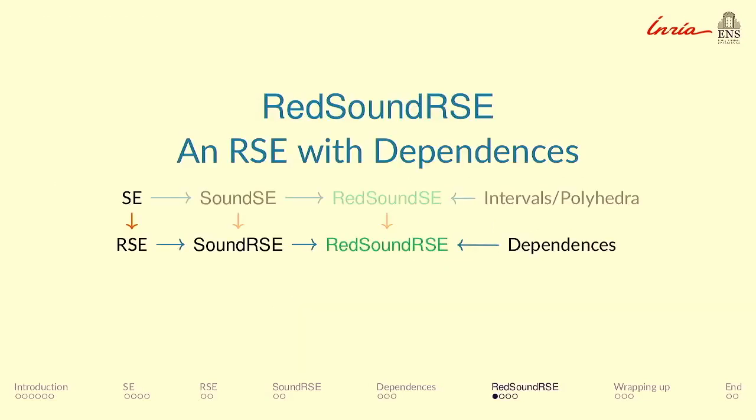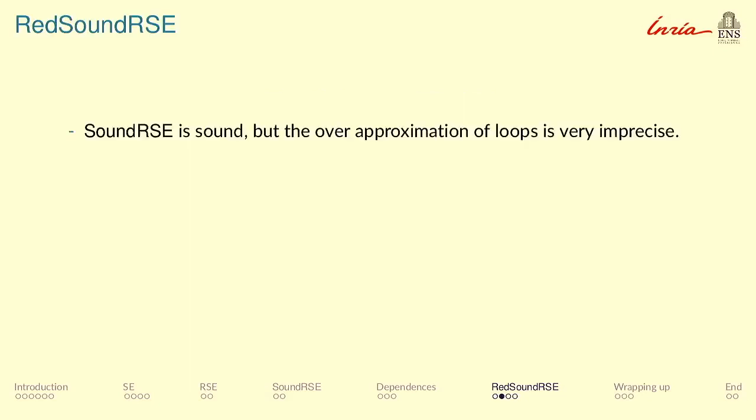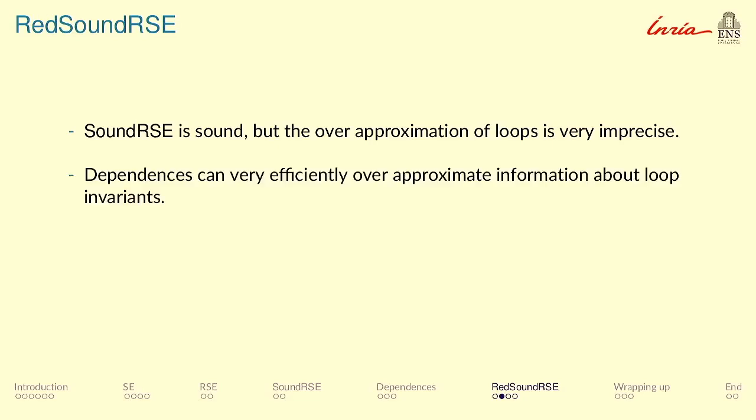Okay, and next, by assuming that we understand dependencies, and we already have an idea of what relational symbolic execution is, now we can try to make RedSoundRSE, which is our actual contribution. SoundNRSE, the one that we showed before, is sound, but this over approximation is very imprecise. Dependencies are very efficient and can give us loop invariants about this flow information. So it's very useful actually.